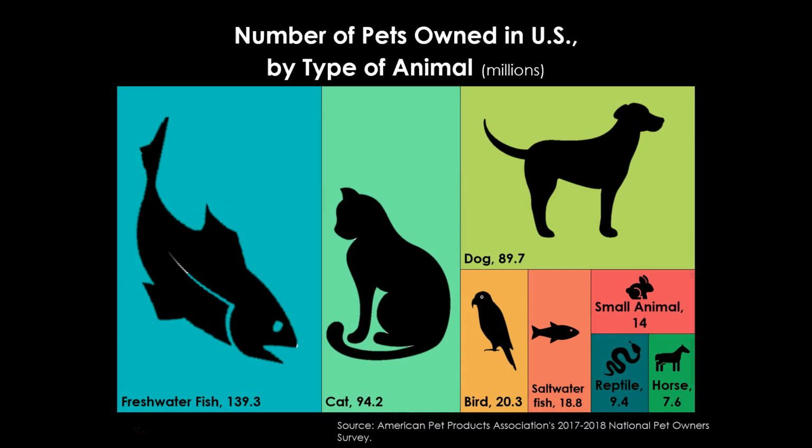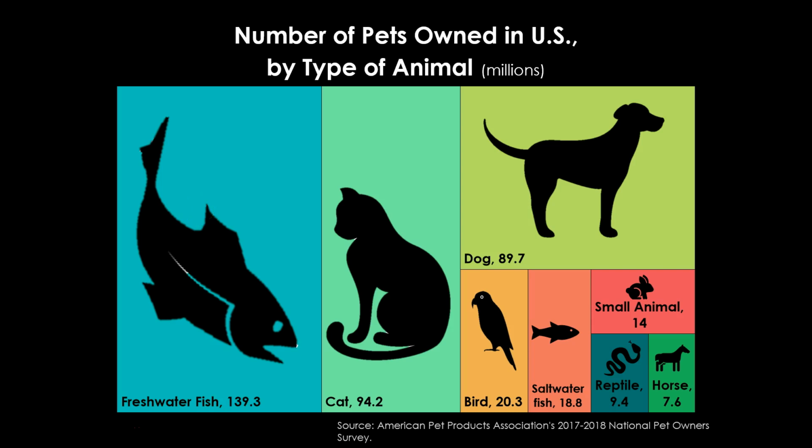Now, I looked at a different data set and looked at number of pets owned in the United States by type of animal. Even though there are not that many households that own freshwater fish, because the households that do own them often have multiple fish, it ends up that freshwater fish is the type of pet that is in greatest number owned in the United States. So this is a different data set that shows some information a little differently.